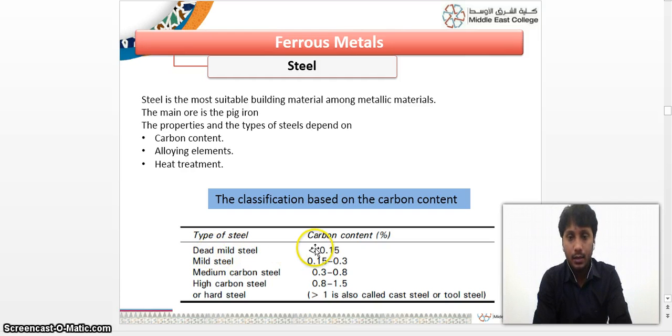Dead mild steel has less than 0.15 percent carbon content. Mild steel is 0.15 to 0.3. Medium carbon steel is 0.3 to 0.8 in percentage of carbon in the steel. High carbon steel is 0.8 to 1.5, or hard steel, greater than 1, also called cast steel or tool steel.